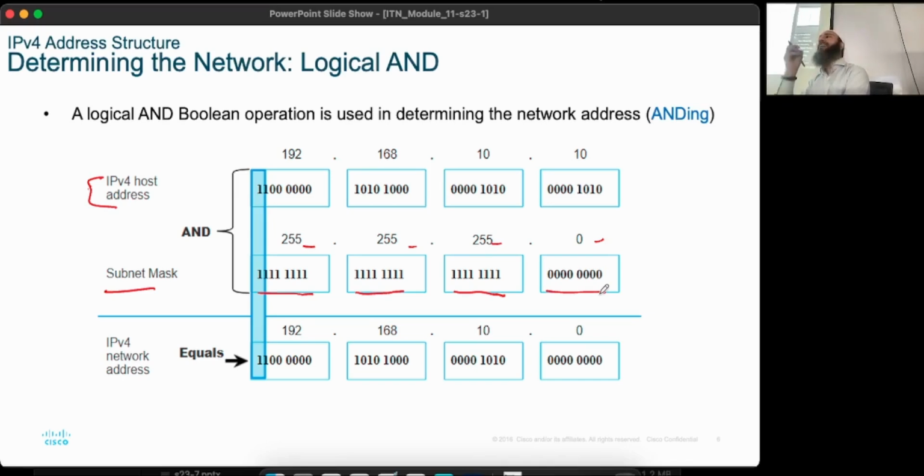In order to calculate the network portion, you basically do a bitwise AND. Okay, this operation is called ANDing. So you're doing the AND, so ANDing. It's not proper English, but this is what the operation is called.